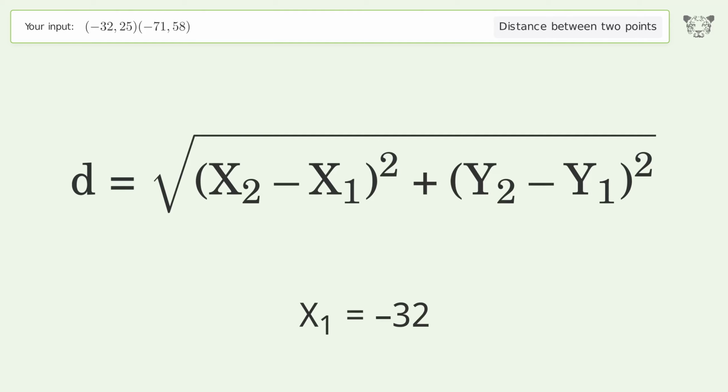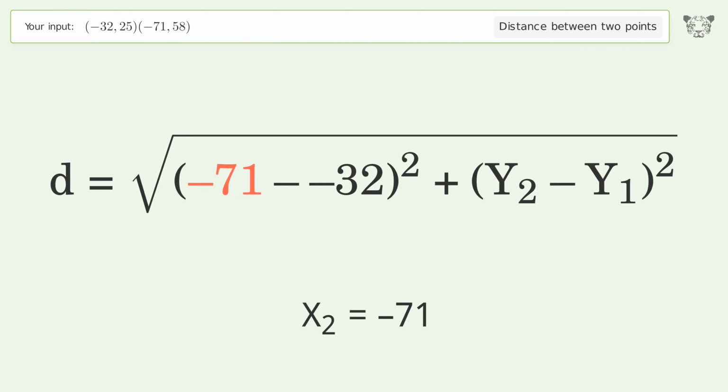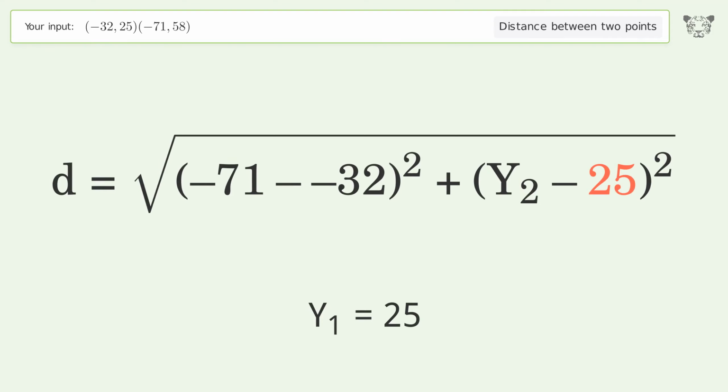x1 equals -32. x2 equals -71. y1 equals 25. y2 equals 58.